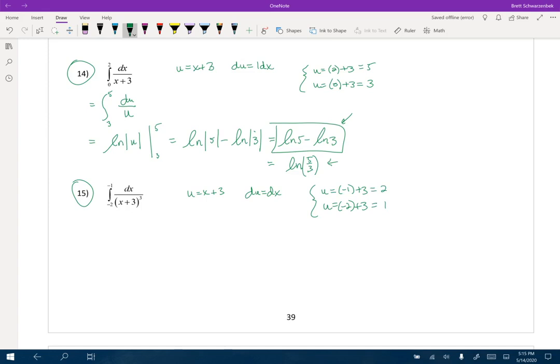All right, so what is that the same as? So we got 1 and 2. We have that our dx is equal to our du, and we have now x + 3 is u, but we have a cube here.